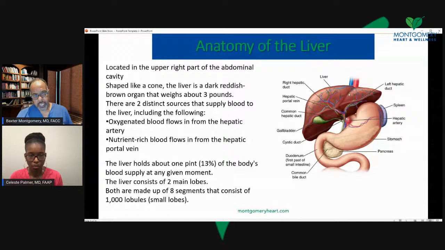Now, the liver can regenerate itself. Now, that's an important thing to know. In fact, they've had situations where someone will donate one of their liver lobes to a loved one, and they will be left with a smaller one, or donate the small section, and the liver will regenerate itself. And so that's an important component.